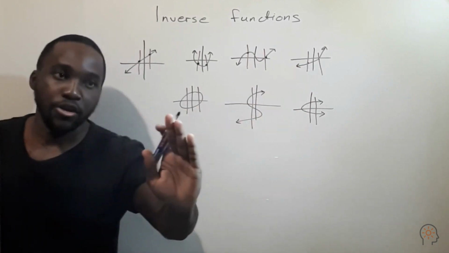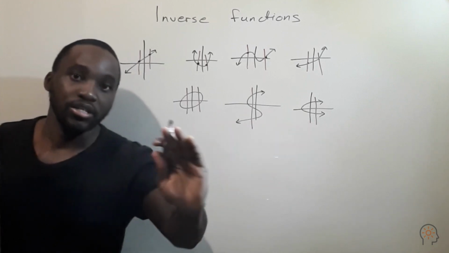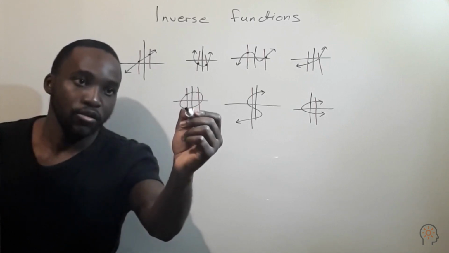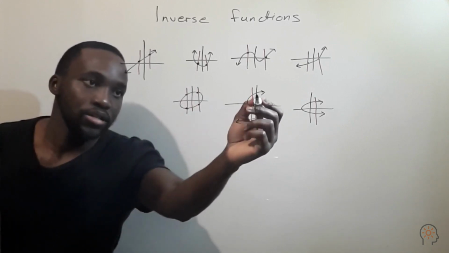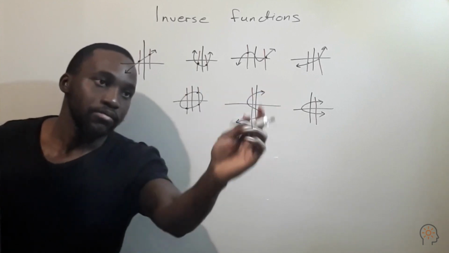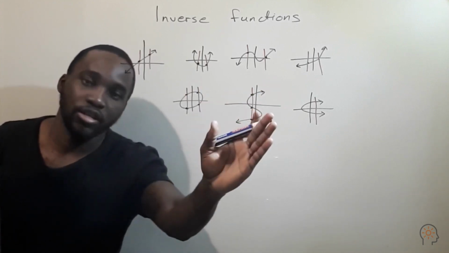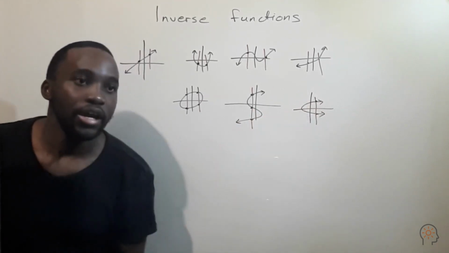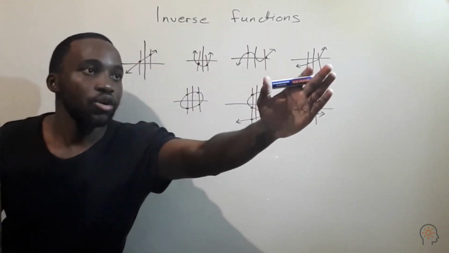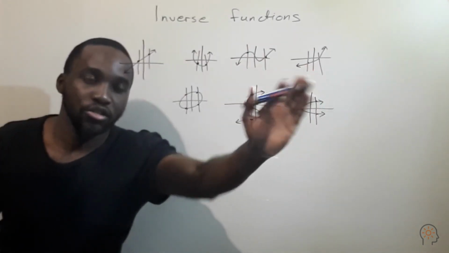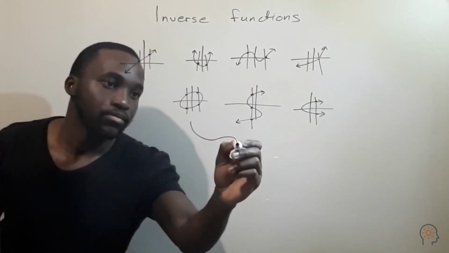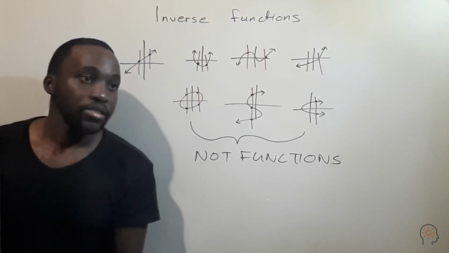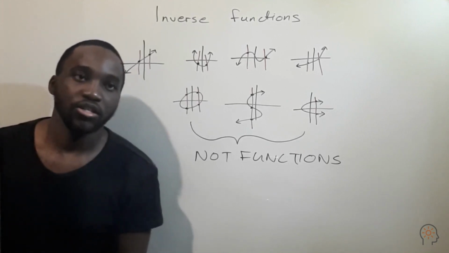These, however, are not considered functions. The reason is they fail the vertical line test. For example, this vertical line touches this graph twice, touches this graph twice, a circle. Same here. Here, 3 times, so this is definitely not a function. This one is also not a function because it fails the vertical line test. So all these at the top here, we can consider functions. The ones at the bottom are not functions.